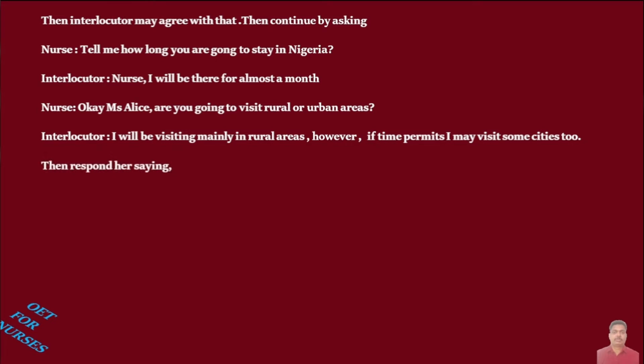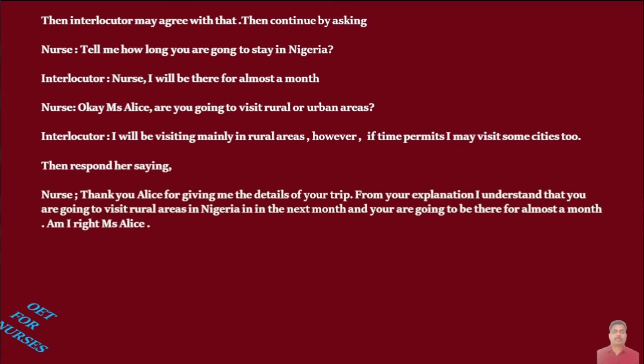Then respond to her saying, thank you, Miss Alice, for giving me the details of your trip. From your explanation, I understand that you're going to visit rural areas in Nigeria in the next month and you're going to be there for almost a month. Am I right, Miss Alice? Then the interlocutor may agree with that.